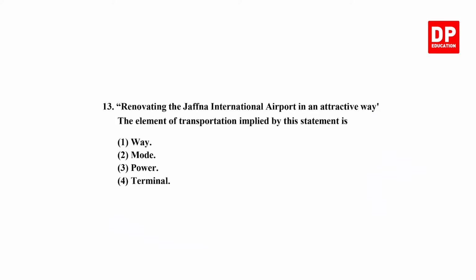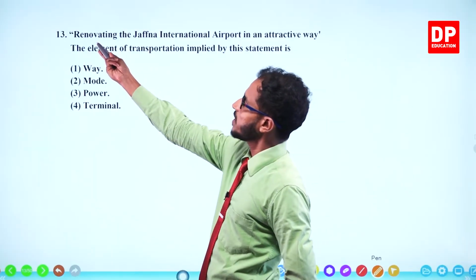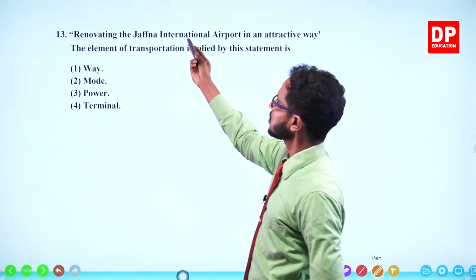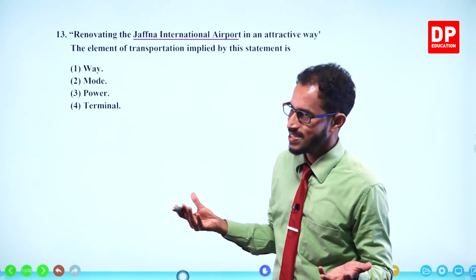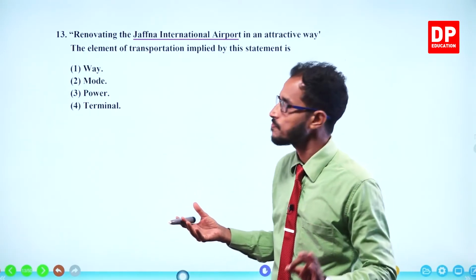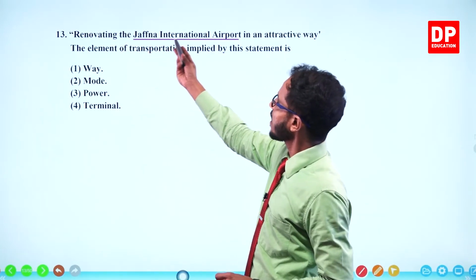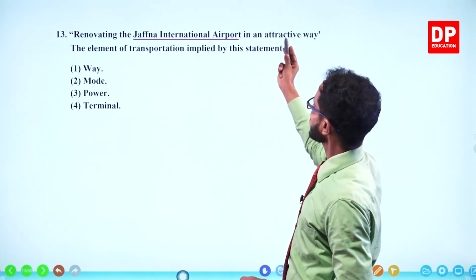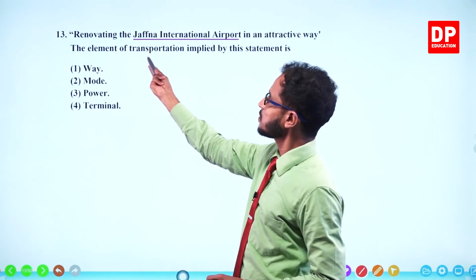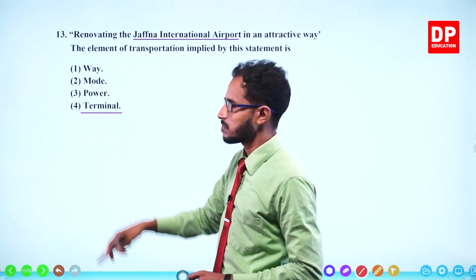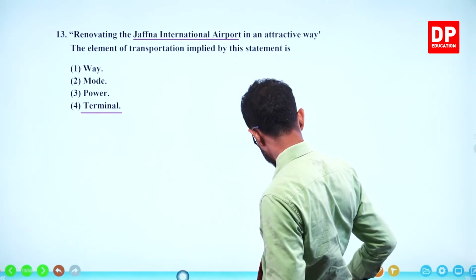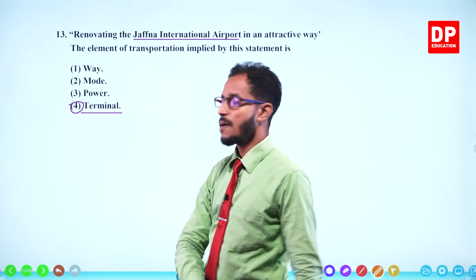Renovating the Jaffna International Airport in an attractive way. The element of transportation implied by this statement. Let's think that there is an international airport in Jaffna. So renovating that airport in an attractive way. Element of transportation. It's not way, it's not mode, it's not power, it's terminal. Isn't it? Don't you think it's terminal?